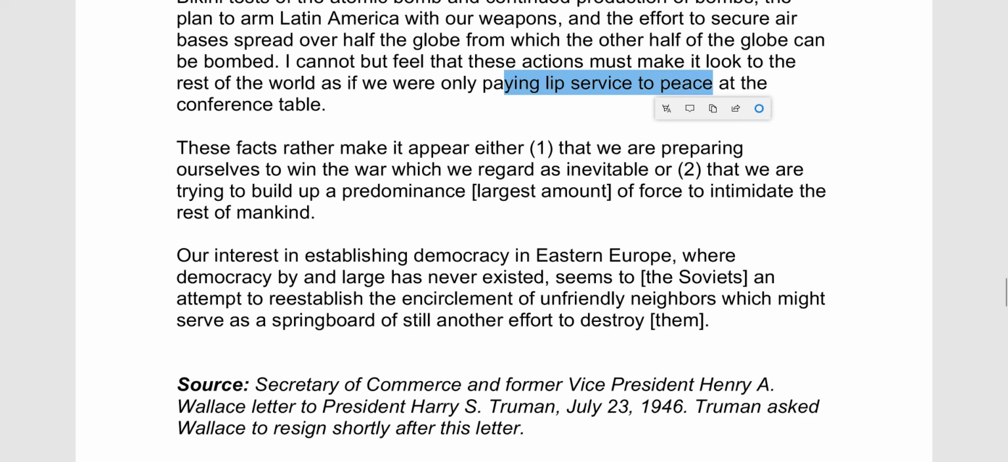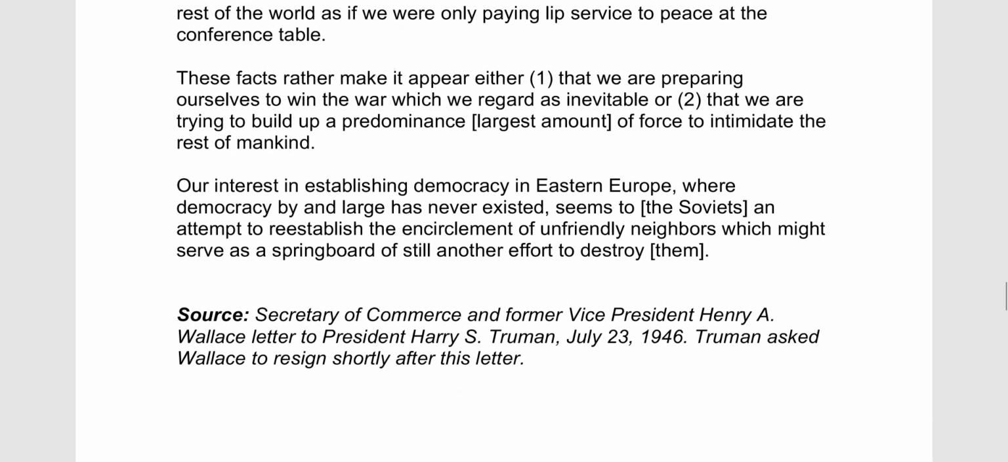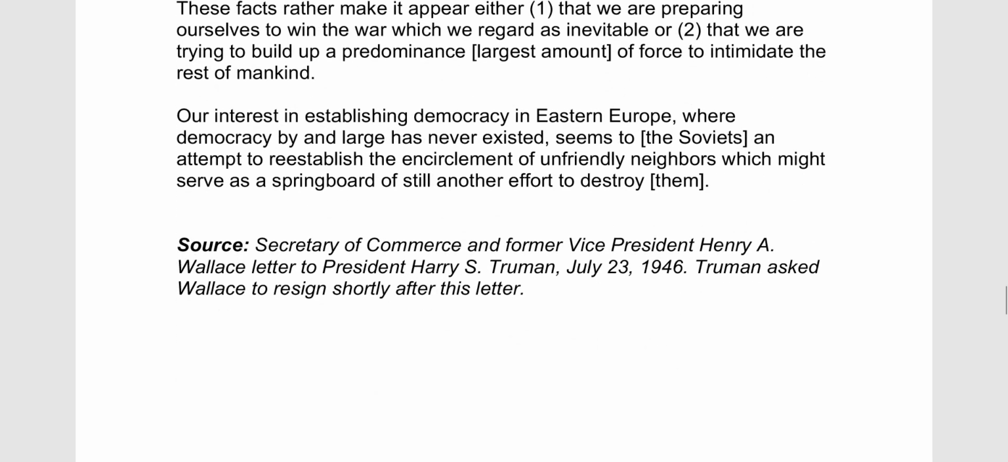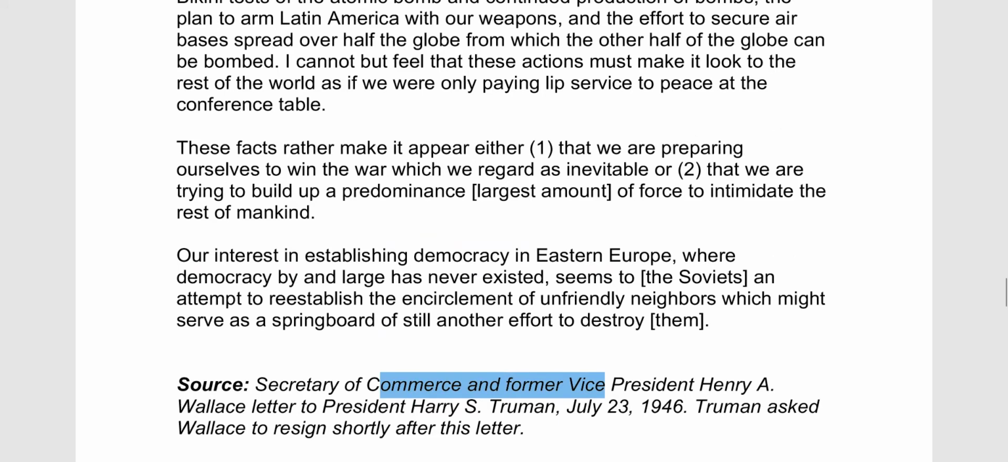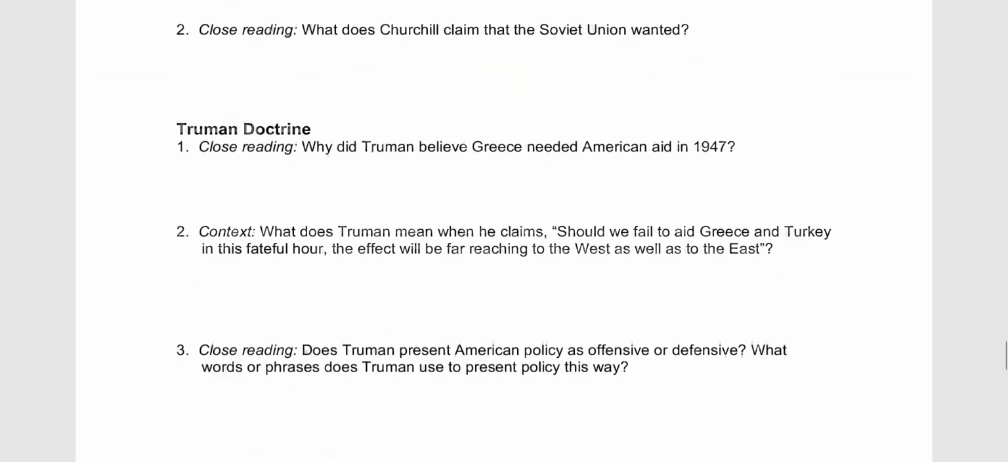These facts really make it look like either one, that we're preparing to win a war which we think is going to happen, or two, that we are trying to build up a predominance of force to intimidate the rest of mankind. Our interest in establishing democracy in Eastern Europe, where democracy by and large has never existed, seems to the Soviets an attempt to reestablish the encirclement of unfriendly neighbors, which might serve as a springboard of still another effort to destroy them. Meaning that our Secretary of Commerce and VP thinks that it looks like threatening business that we're taking on here, and the Soviets don't like the way it's perceived.